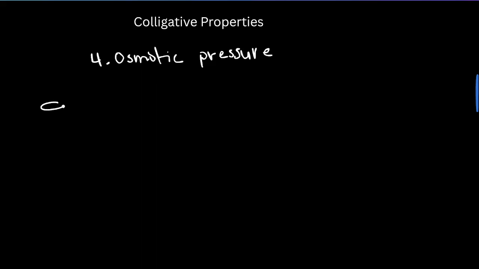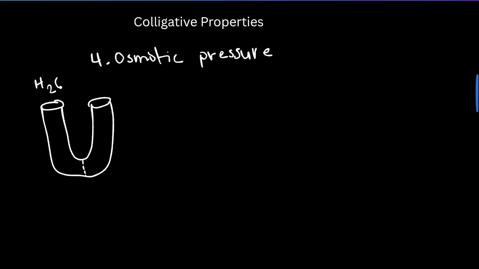This is a common tube that we'll see when we're talking about osmosis. Let's say that we have this U-shaped tube, and separating both sides, both columns here, is a semi-permeable membrane. Let's say on one side we just have pure water, and on the other side we have some solution, so we can draw some solute particles in here.